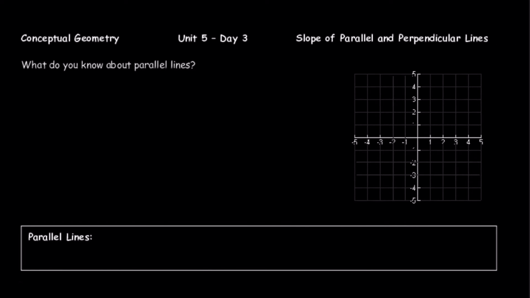So, what do you know about parallel lines? Let's take a look at a couple. Try to plot the same points I plot here. I'll start with -3, -3, -1, 0, and 1, 3. And to the best of your ability, sketch in that line. All right, next I had 1, -4, 3, -1, and 5, 2.